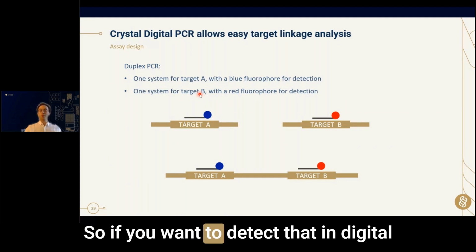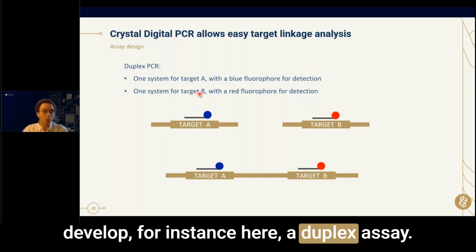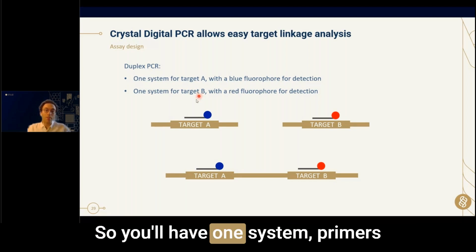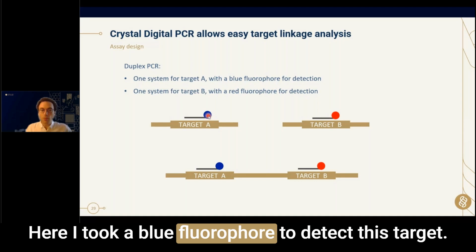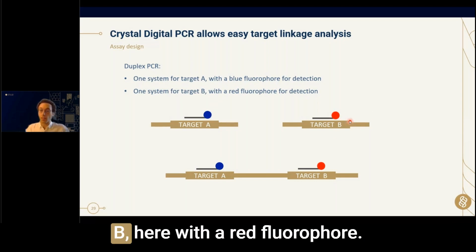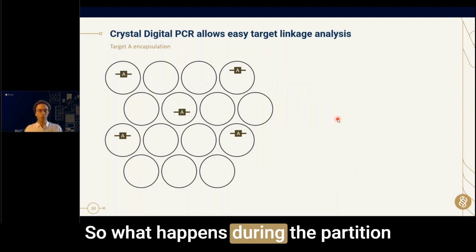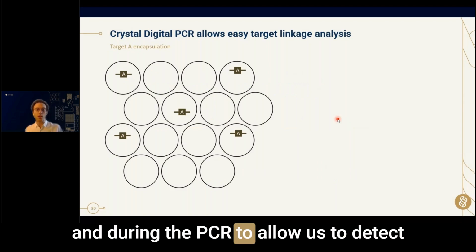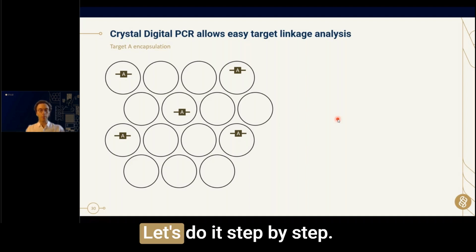So if you want to detect that in digital PCR, it's very easy. You simply need to develop, for instance, here a duplex assay. So you'll have one system, primers and probe, to detect target A. Here I took a blue fluorophore to detect this target, and another system to detect target B, here with a red fluorophore. So what happens during the partition and during the PCR to allow us to detect the linked versus not linked target? Let's do it step by step.